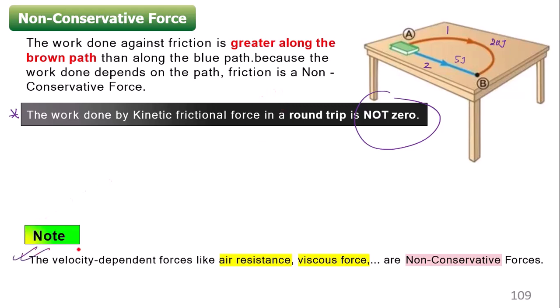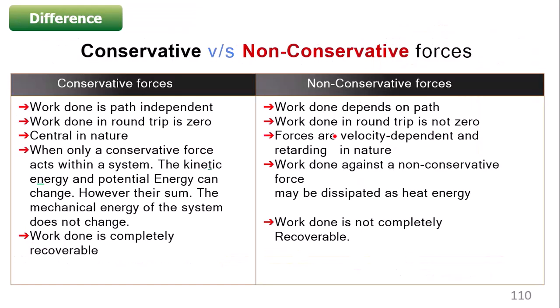Another type of situation is velocity dependent forces, like air resistance and viscous force. We will learn about these forces in the later part of the syllabus. They are also non-conservative in nature. There are some forces which are proportional to the velocity of the particle. As the velocity is more, this force is going to be more. So these forces are also non-conservative in nature. So these are the different types of forces. Finally, we can conclude the difference between these two forces, what is conservative and what is non-conservative. That is quite clear to understand. You can read it carefully and you will get it.